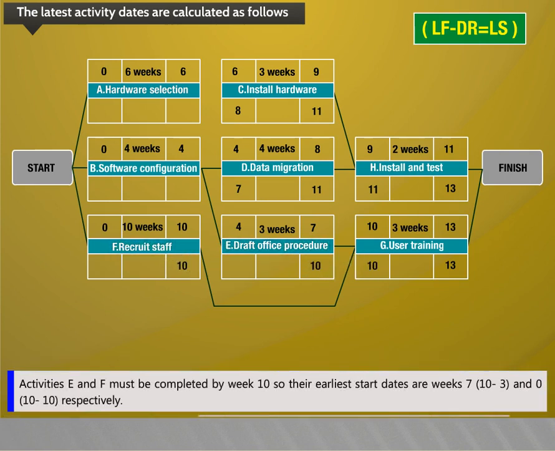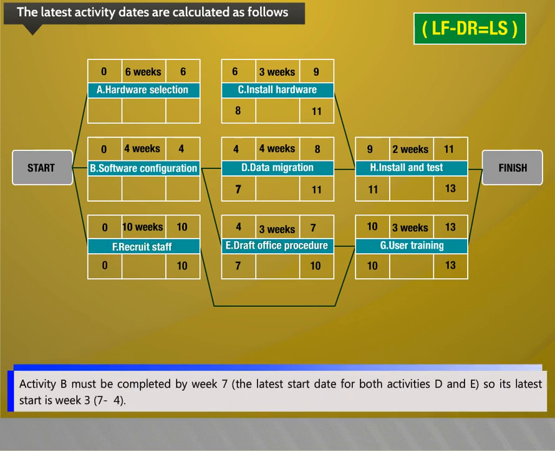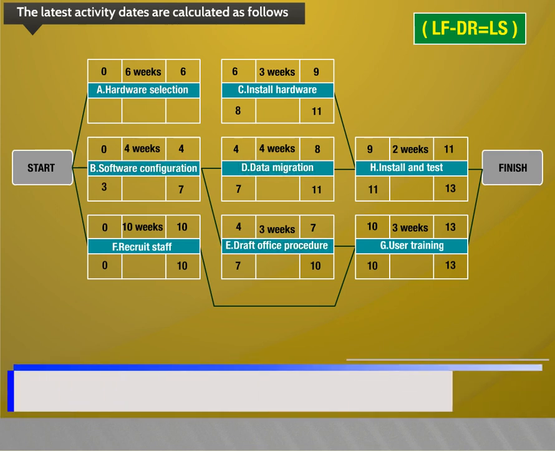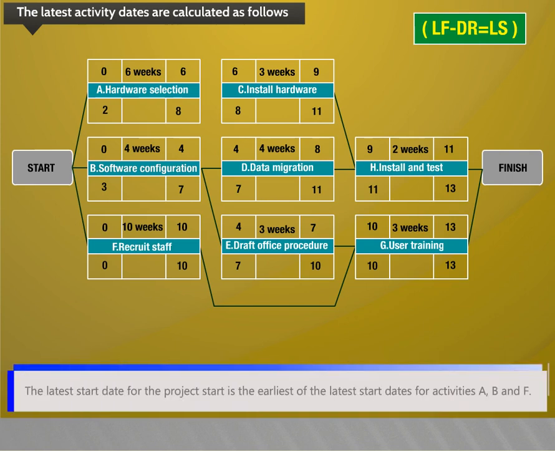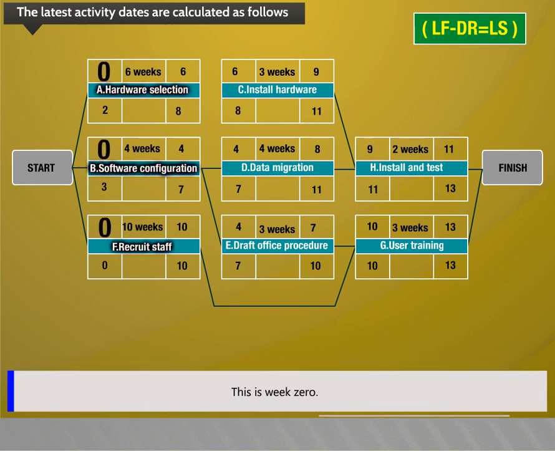Activities E and F must be completed by week 10, so their latest start dates are week 7, that is 10 minus 3, and 0, that is 10 minus 10 respectively. Activity B must be completed by week 7, the latest start date for both activities D and E, so its latest start is week 3, that is 7 minus 4. Activity A must be completed by week 8, that is the latest start date for activity C, so its latest start is week 2, that is 8 minus 6. The latest start date for the project start is the earliest of the latest start dates for activities A, B, and F. This is week 0.